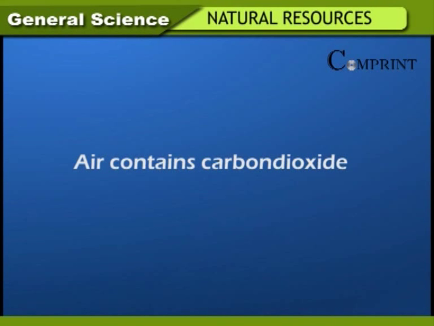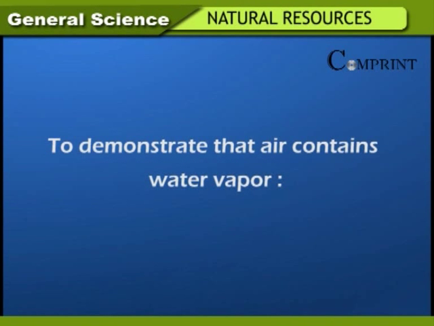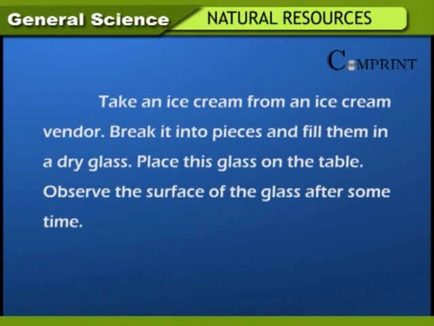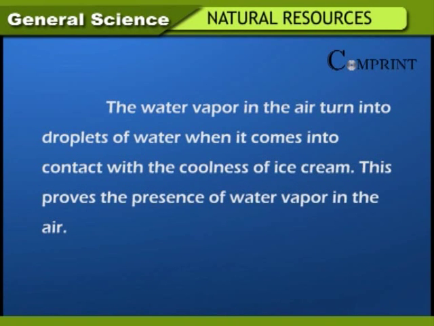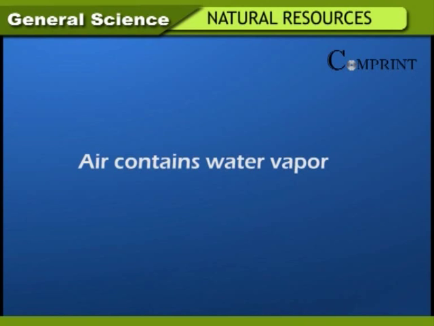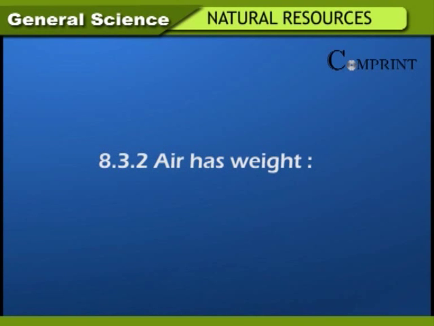Air contains carbon dioxide. To demonstrate that air contains water vapor, take an ice cream from an ice cream vendor, break it into pieces, and fill them in a dry glass. Place this glass on the table. Observe the surface of the glass after some time. The water vapor in the air turns into droplets of water when it comes into contact with the coolness of ice cream. This proves the presence of water vapor in the air. Air contains water vapor.